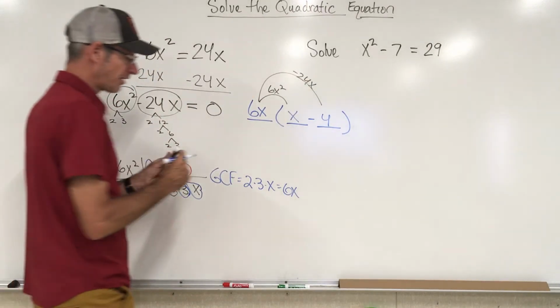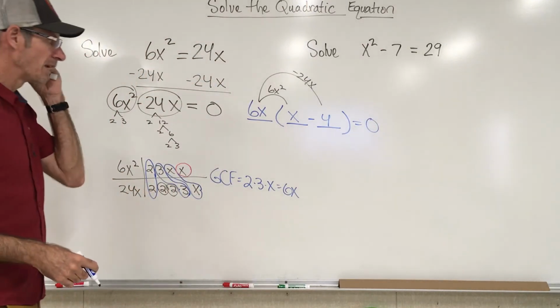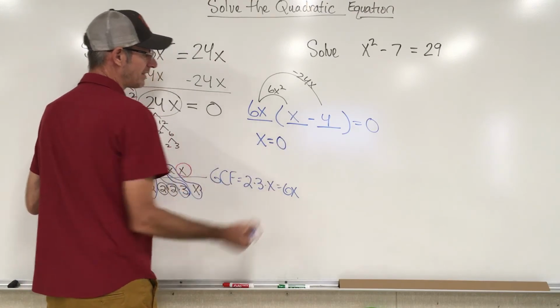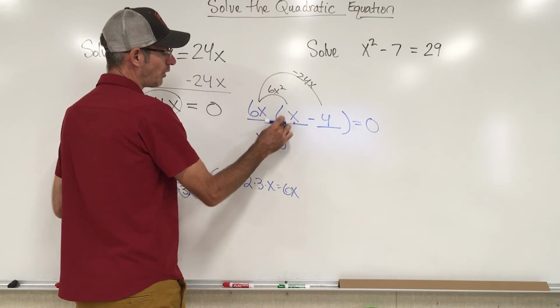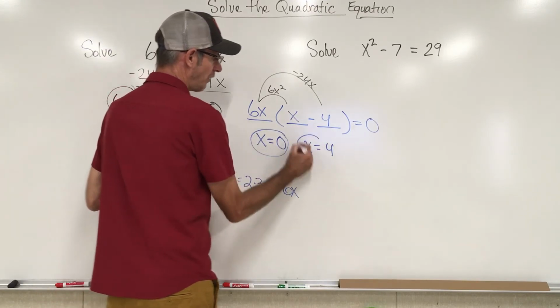So now, here's my equation, but my equation is in factored form. So here I have an x in front of the parentheses, so one of my solutions is x equals 0. And here I have an unwritten 1 for a coefficient, so I can just use the opposite. So my x is 4.